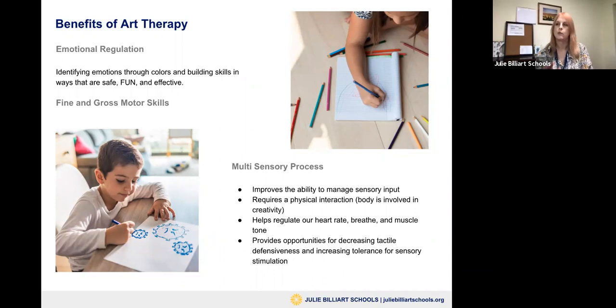And then once we've done that, we go forward and they are more present and able to focus on what's going to happen. Art helps regulate our heart rate, our breath, our muscle tone, all through the physical movement of creating art. And it provides opportunities for decreasing tactile defensiveness and increasing tolerance for sensory stimulation.